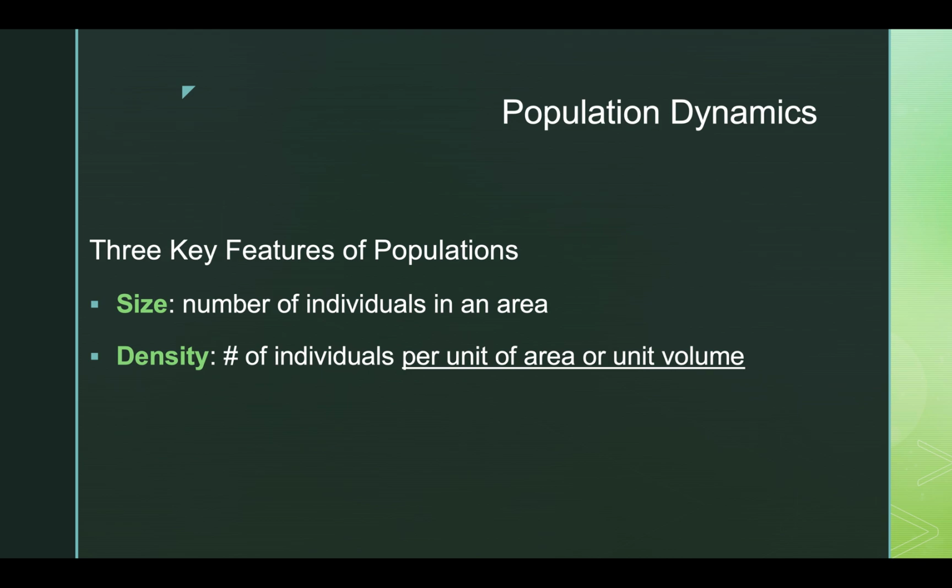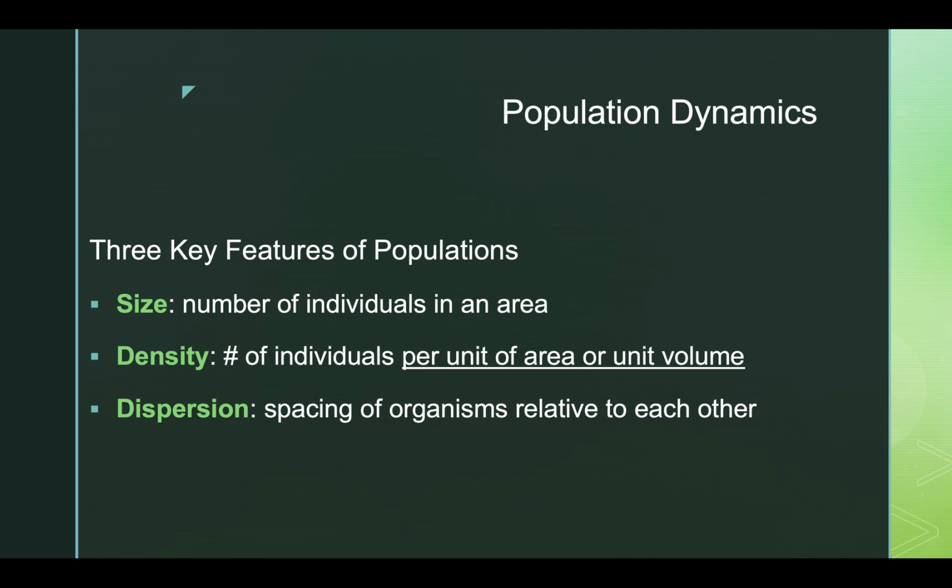An easy way to think about density is how close together the individuals are, right? You could have the same size, 100 individuals, but their density could be wildly different: 100 individuals packed in a smaller area compared to 100 individuals spread out over a much larger unit area. Dispersion is the spacing of organisms relative to each other. For example, we could have some organisms that are tightly clumped together, so low dispersion, or really widely spaced out.